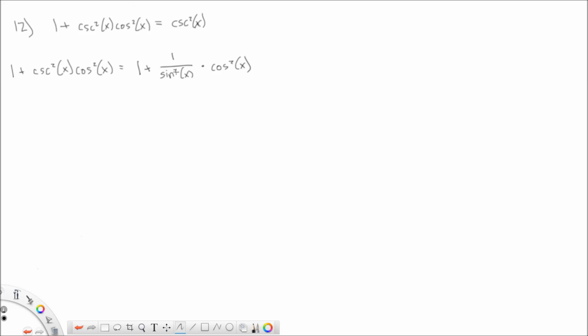Alright, so this expression is exactly equal to this. And now when we multiply 1 over sine squared times cosine squared, just rewrite it. The cosine squared goes in the numerator, and the sine squared goes in the denominator. Alright, so now we have 1 plus cosine squared over sine squared. Well, cosine over sine is cotangent, so this expression is the same thing as 1 plus cotangent squared of x.